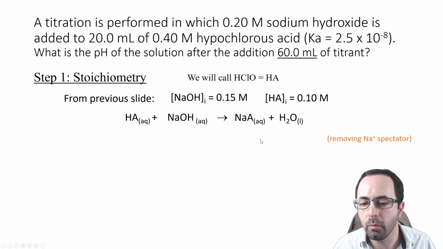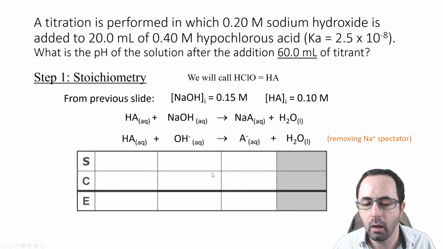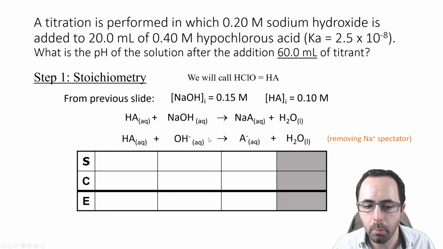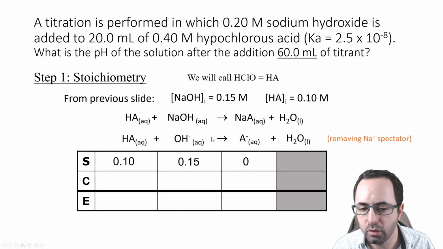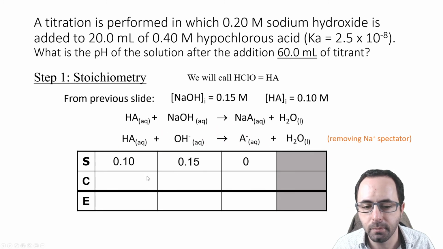We remove the sodium spectator. We don't want it, so no sodium plus here, no sodium plus here. That leaves us with hydroxide and A minus right here. Then we set up our start, change, end stoichiometry table, and we put in our initial concentrations. Initially 0.1 molar of the weak acid, 0.15 molar of the hydroxide, and for the conjugate base, we're starting with none. So we're assuming that this is going to happen first, then we'll deal with what's there.